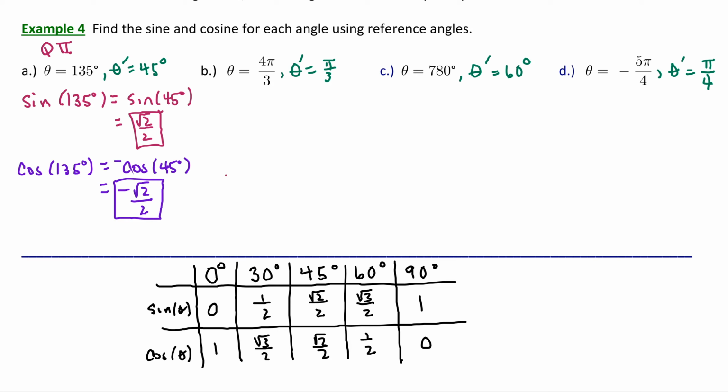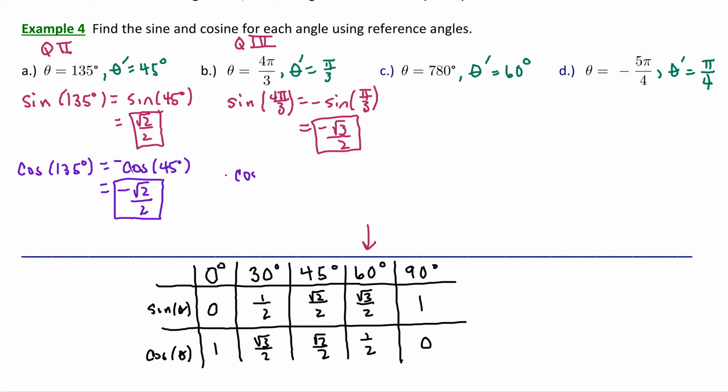Let's practice that again with theta equals 4 pi over 3. Recall that 4 pi over 3 is a quadrant 3 angle. In quadrant 3, both cosine and sine are negative. So if we want to find sine of 4 pi over 3, then we're going to have to find the negative sine of pi over 3. Sine of pi over 3, remember pi over 3 is 60 degrees. Sine of 60 is square root of 3 over 2. So we're going to end up with negative square root of 3 over 2 for a quadrant 3 angle.